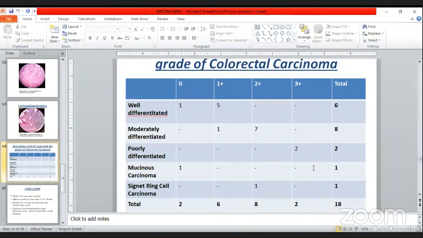This is a chart I made showing the association of Ki67 score with the grade of colorectal carcinoma. In well differentiated cases, the score was 0 in 1 case and 1+ in 5 cases. In moderately differentiated cases, 1 showed 1+ and 7 showed 2+. The poorly differentiated cases showed 3+ staining. Mucinous carcinoma, which had poor cellularity, had a 0 score, and signet ring carcinoma had a score of 2.